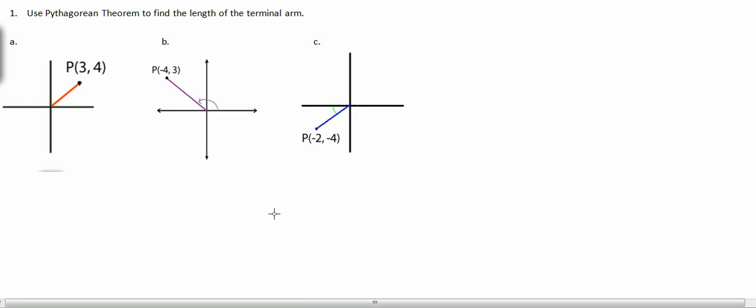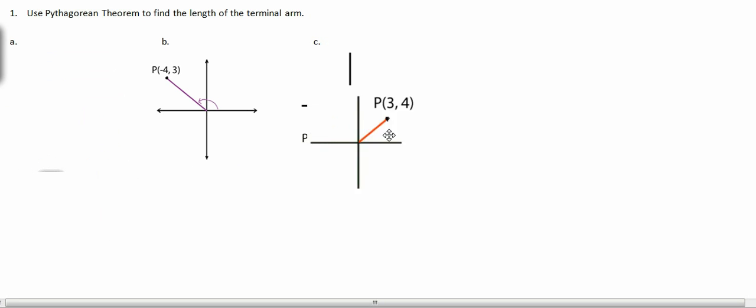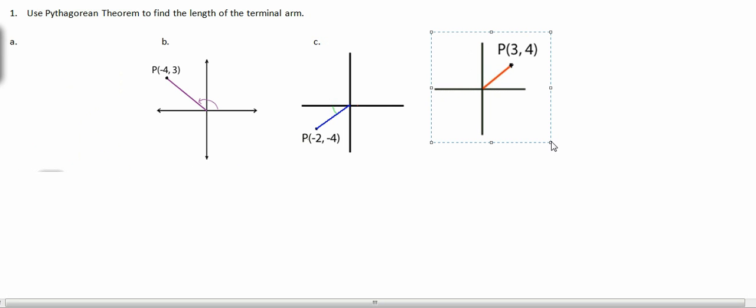So for 1a, we are going to use Pythagoras' theorem to find the length of the terminal arm. Now we're given a coordinate, the final coordinate of that terminal arm, and we're going to use that specifically to find the length of that terminal arm. So first I'm just going to move this over and maybe just make it a little bit bigger.